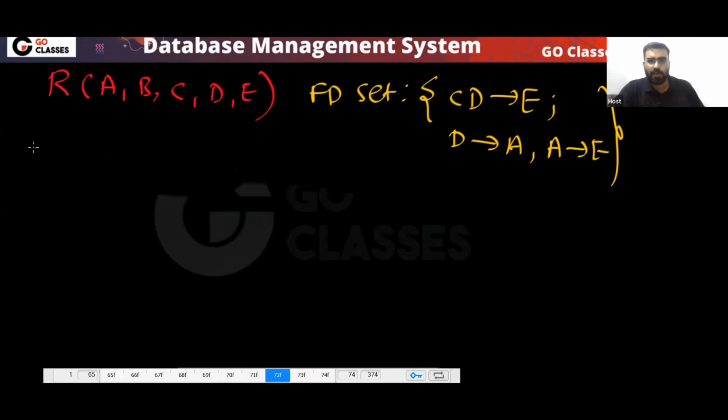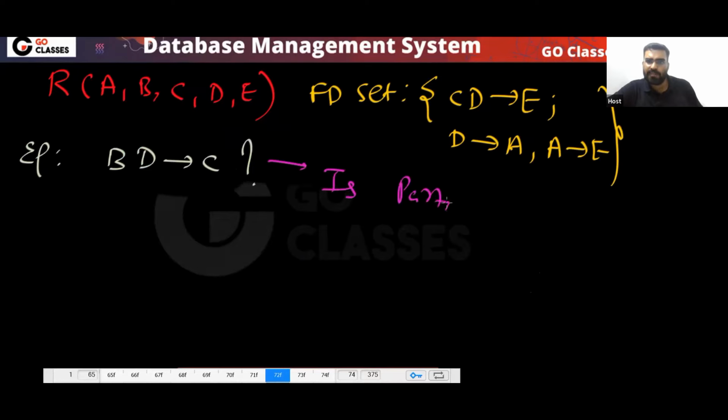Okay, so like this. What about the next question? For example, BD determines C. Is this partial or full? This is not even a valid functional dependency. Is it partial or full FD?